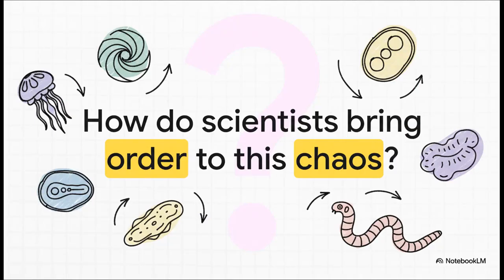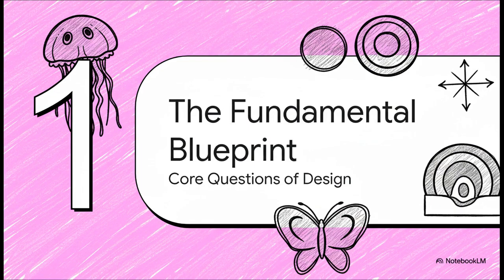So, how in the world do you start to make sense of all that? How do you figure out that a jellyfish and a jaguar, or a starfish and a spider, belong on different branches of the same family tree? Well, it turns out there's a system for it. Okay, so let's get into it.